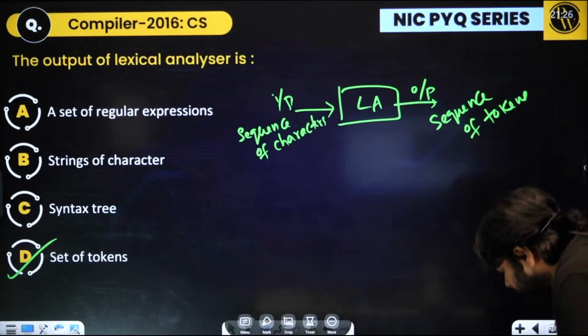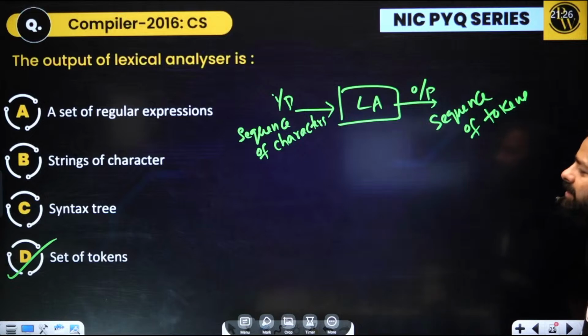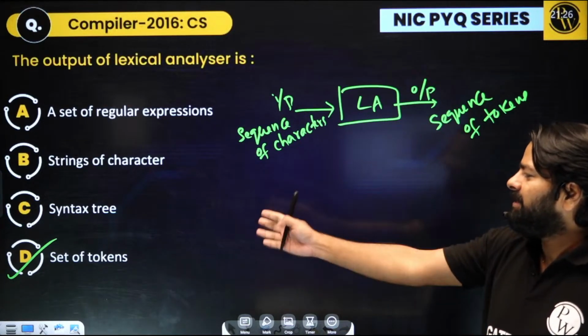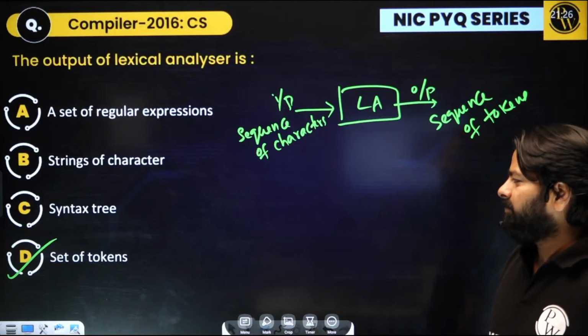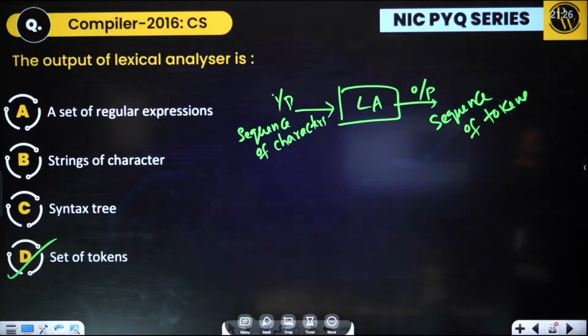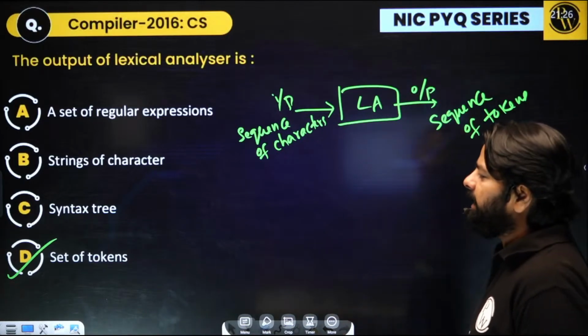Set of regular expressions? That's different. Strings of characters? It's a string, you can't. Syntax tree? A parse tree, sorry. What is the output of the parsing phase, the syntax analysis?